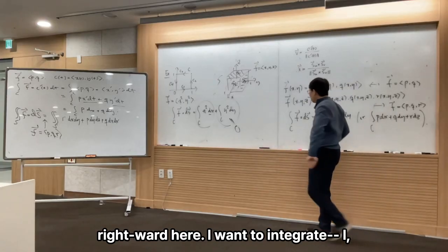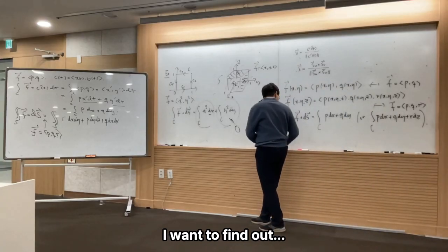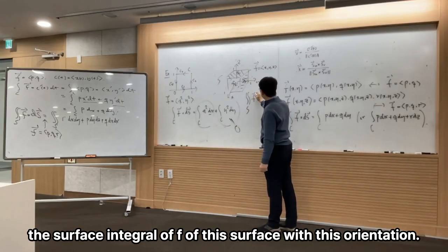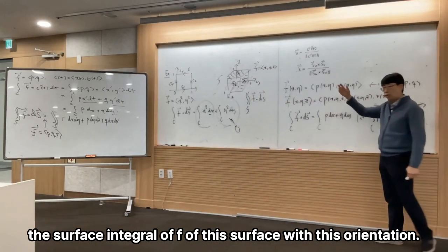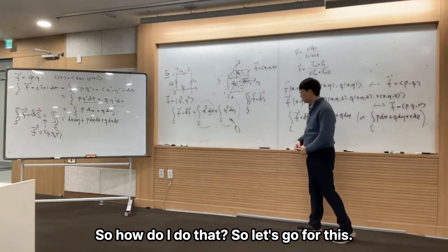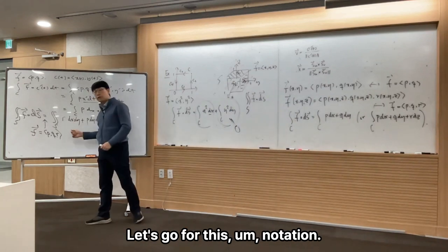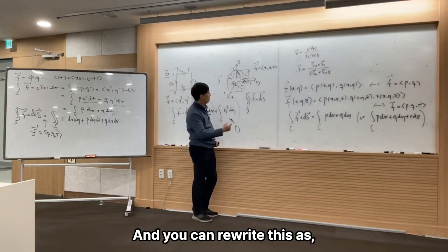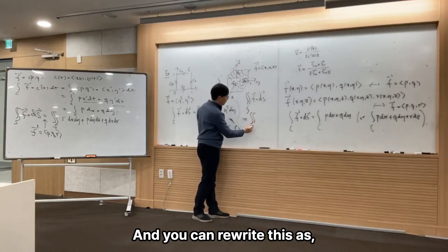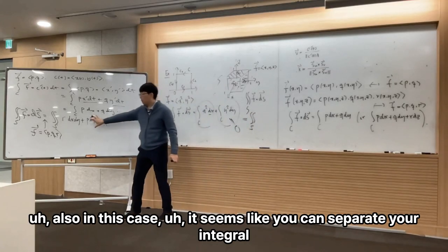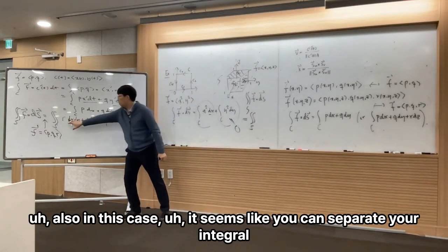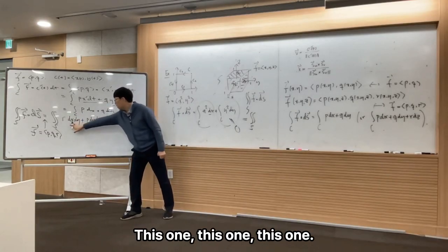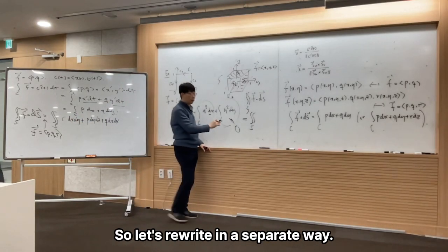I want to find the surface integral of f over this surface with this orientation. So how do I do that? Let's go with this notation. In this case, it seems you can separate your integral into three double integrals: this one, this one, this one. So let's rewrite it in a separate way.